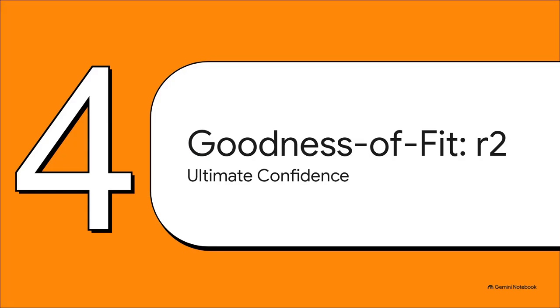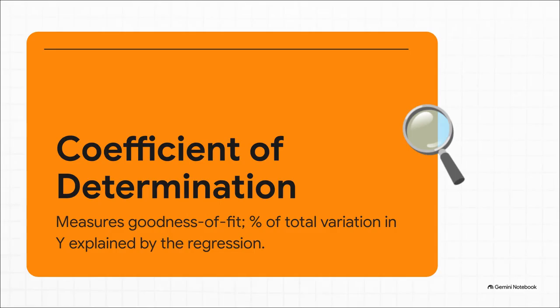Section 4. Goodness of fit, the R squared, the ultimate confidence check. So while R gives us the direction, we still need a confidence check. Enter the coefficient of determination, also known as R squared. Let's unpack this definition slowly together. It is a measure of goodness of fit. Honestly, if you only remember one single concept from this explainer today, make it this.